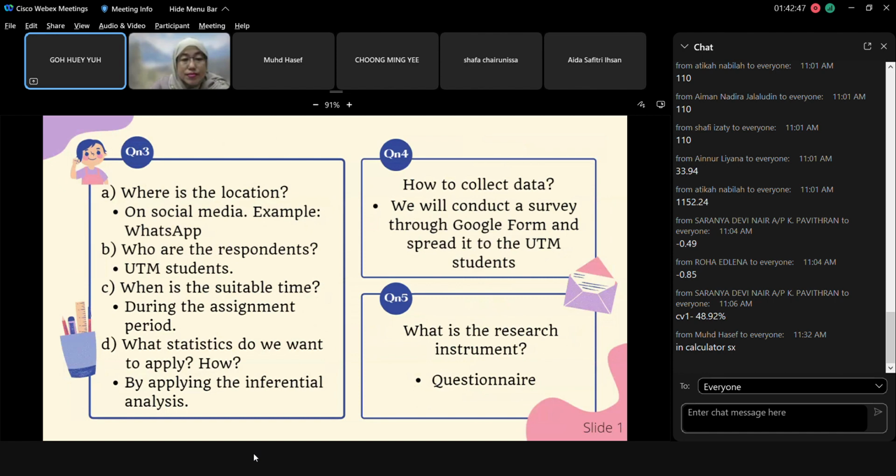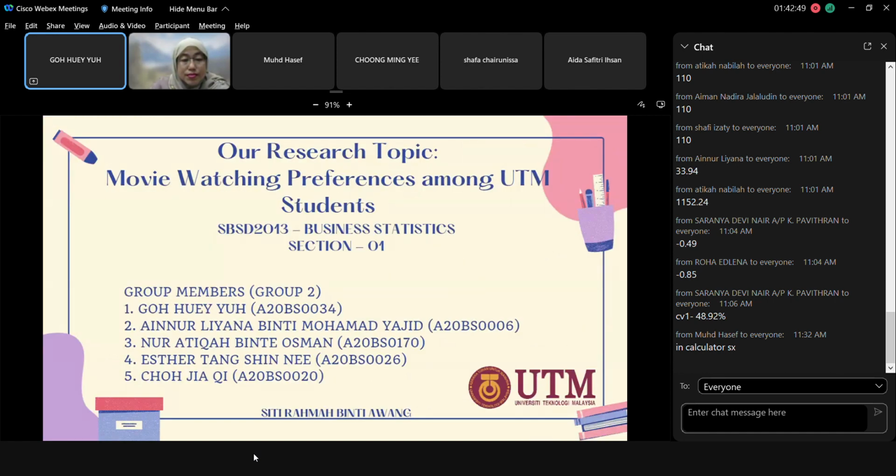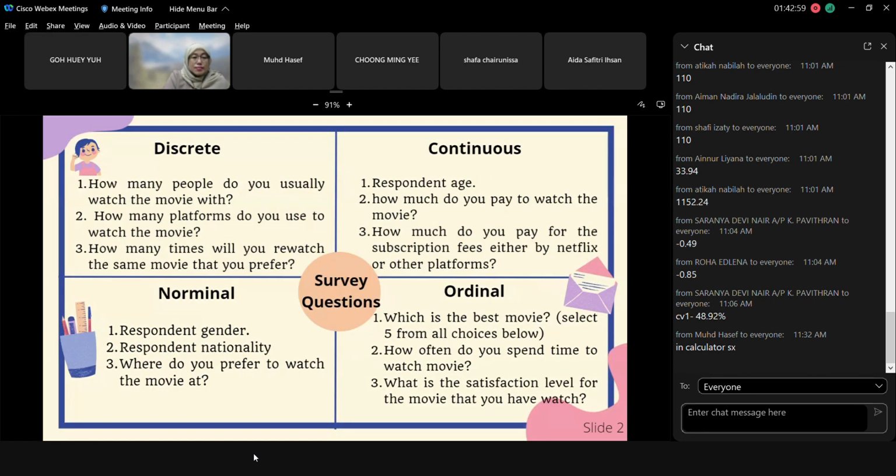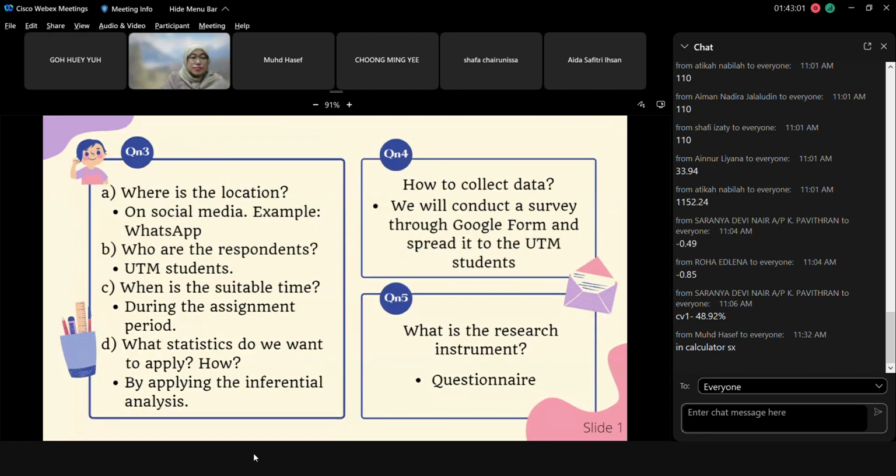We are from group 2, and our research topic is the movie watching preference among UTM students. Regarding question 3 about the 4W question, where is the location, we decided to use social media, for example WhatsApp, to spread our questionnaire, but we haven't created our Google form yet.